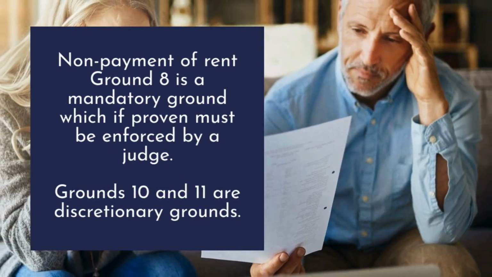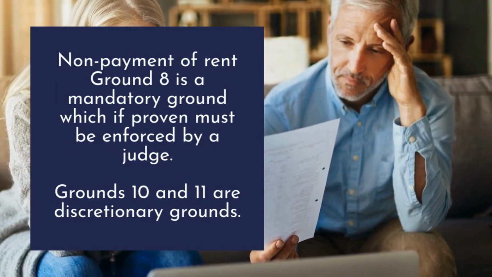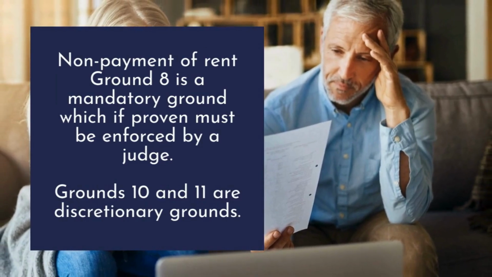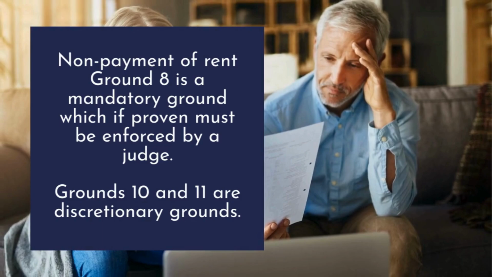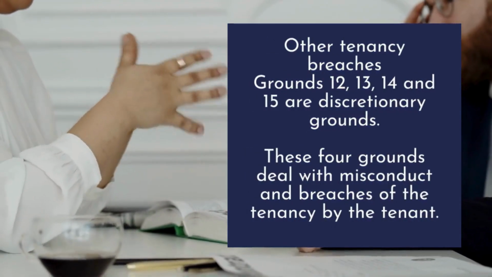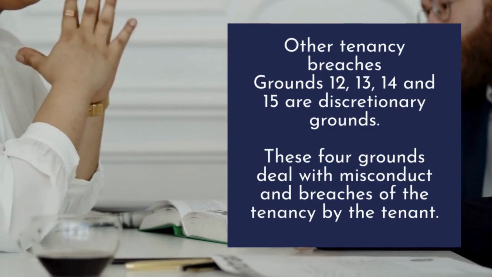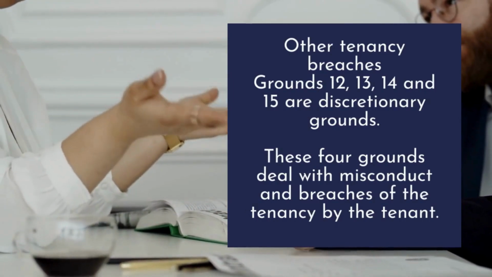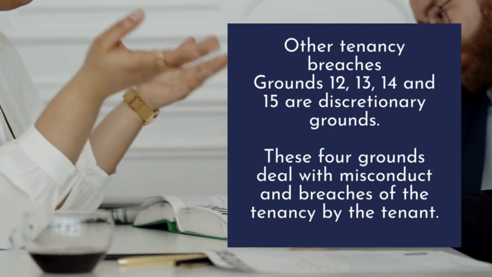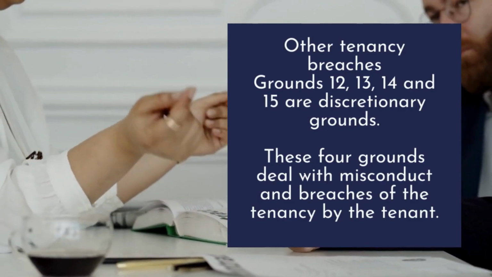Non-payment of rent. Ground 8 is a mandatory ground which, if proven, must be enforced by a judge. Grounds 10 and 11 are discretionary grounds. Other tenancy breaches. Grounds 12, 13, 14 and 15 are discretionary grounds. These 4 grounds deal with misconduct and breaches of the tenancy by the tenant.